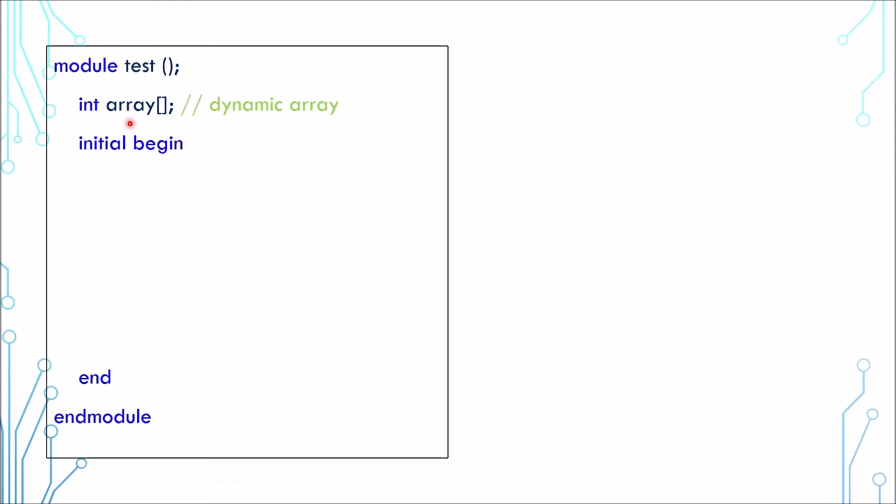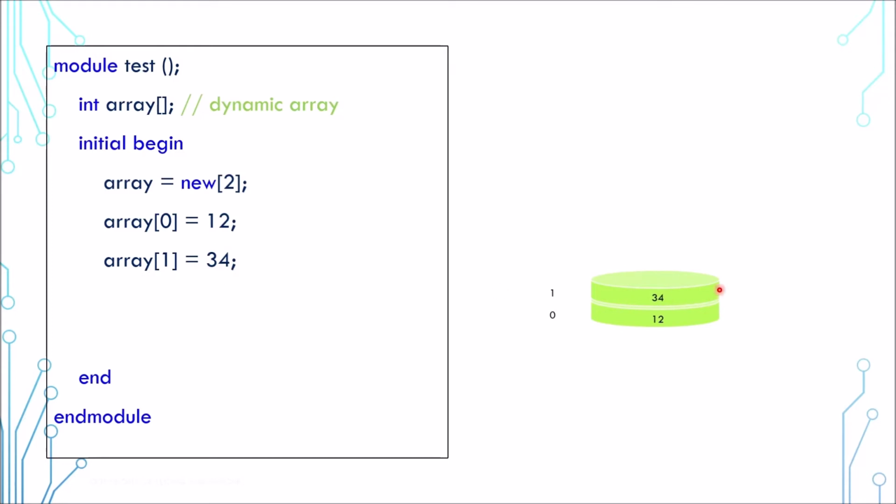For dynamic array, you use square brackets to declare it. When you declare the array, there is no element yet. Elements are created by calling new with square brackets. The number in the brackets indicates the size. In this example, 2 elements are created. After that, you can modify the elements one by one. For example, writing 12 to element 0 and 34 to element 1.